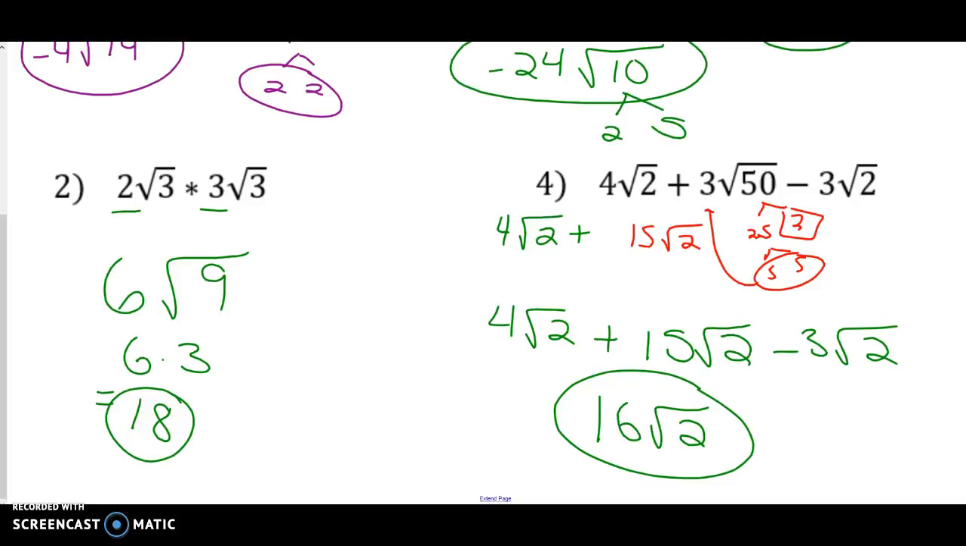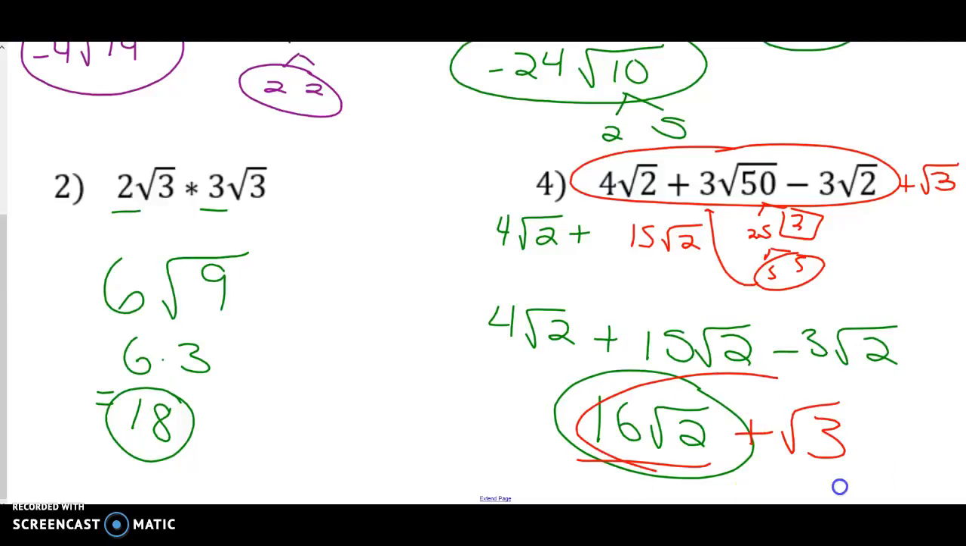So for example, if the original problem had plus the square root of 3, can I add that to a square root of 2? No. That's kind of like x plus y. They're not like terms. So in that case, if this was my original problem, all of this did simplify to this, but then I can't add a square root of 3 to a square root of 2, so I just put plus the square root of 3 at the end, and that would be my final answer. You just keep them separate, just like x plus y. We can't combine those, so we keep them separate.